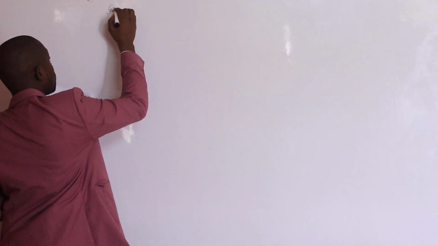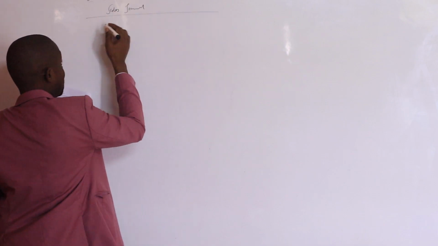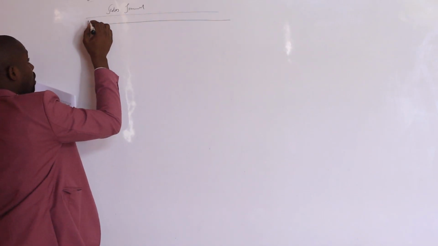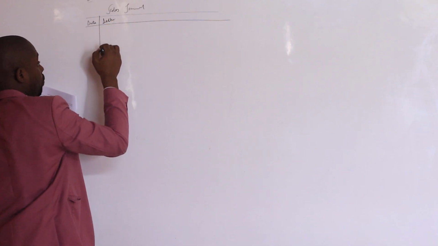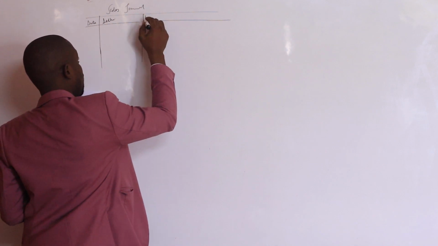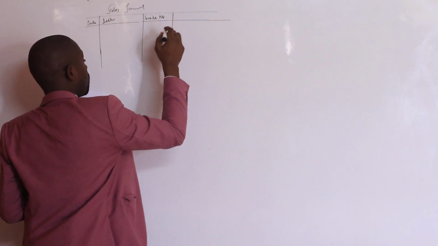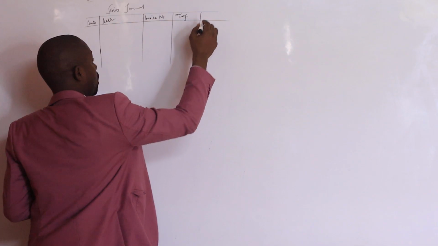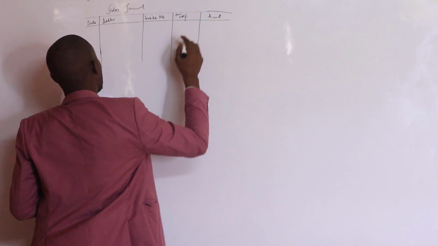So we have the sales journal. Who features here? We've got debtors. We feature debtors in the details column, and then the date. We have the invoice number, and we've got our reference. Lastly, we've got the worth of the transaction, the amount.